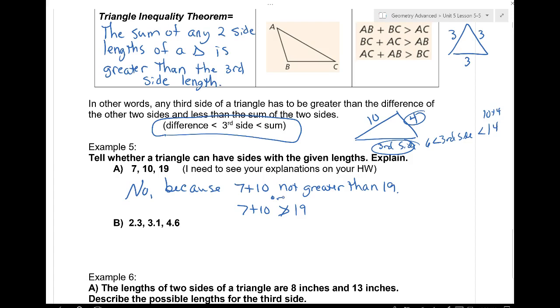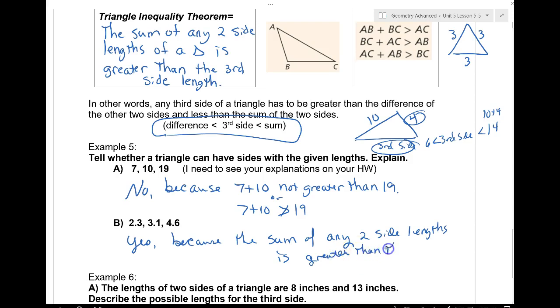I got 2.3, 3.1, and 4.6. Guys, don't put your stuff away right away. You can give me a couple minutes even after the bell rings. What happens next? Is it yes or no? Yes, and that's all you have to say. Yes, because the sum of any two side lengths, don't put your stuff away, we're still taking notes, of any two side lengths is greater than the third. Basically, we are repeating what we know about the triangle inequality theorem.